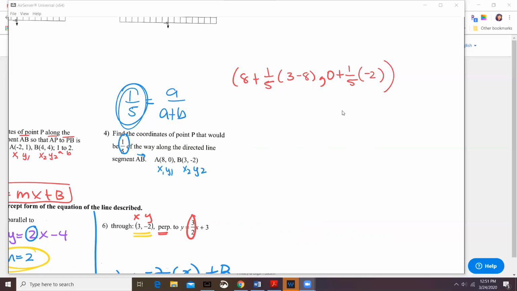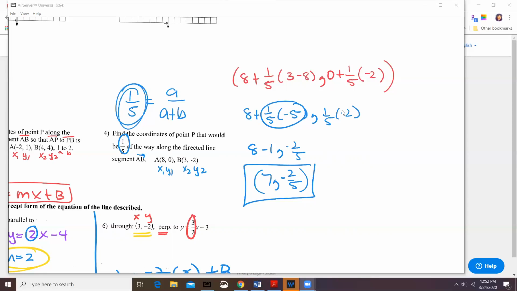Okay. So we have 8 plus 1/5 of -5. And then 0, which I don't even need to put, do we? 1/5 of -2. So 8 plus 1/5 of -5. Actually, 1/5 of -5 is -1. 1/5 of -2 is -2/5. So 7 comma -2/5. Or you could put a decimal on that one, like make it -0.4.